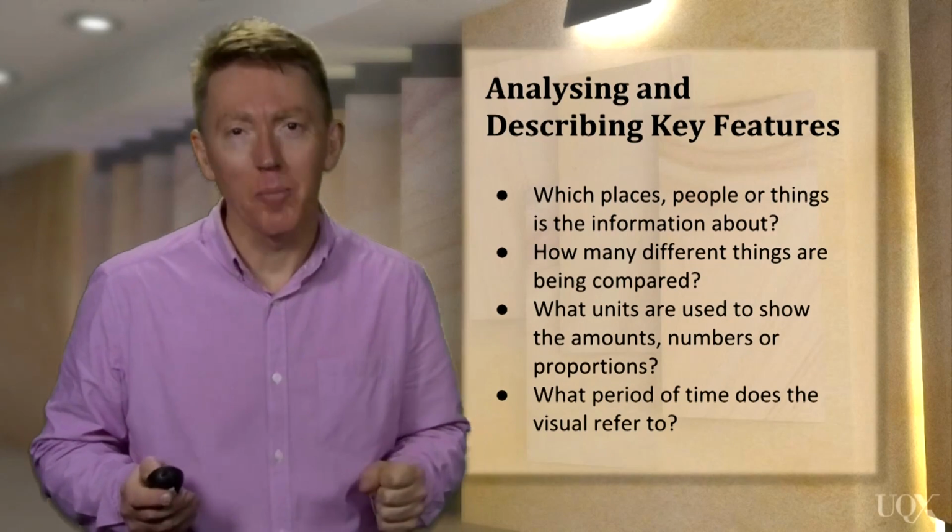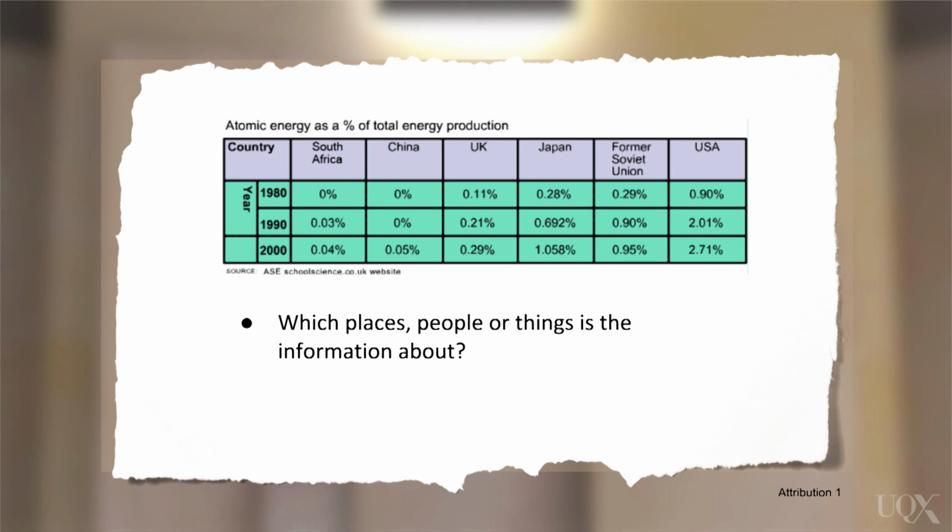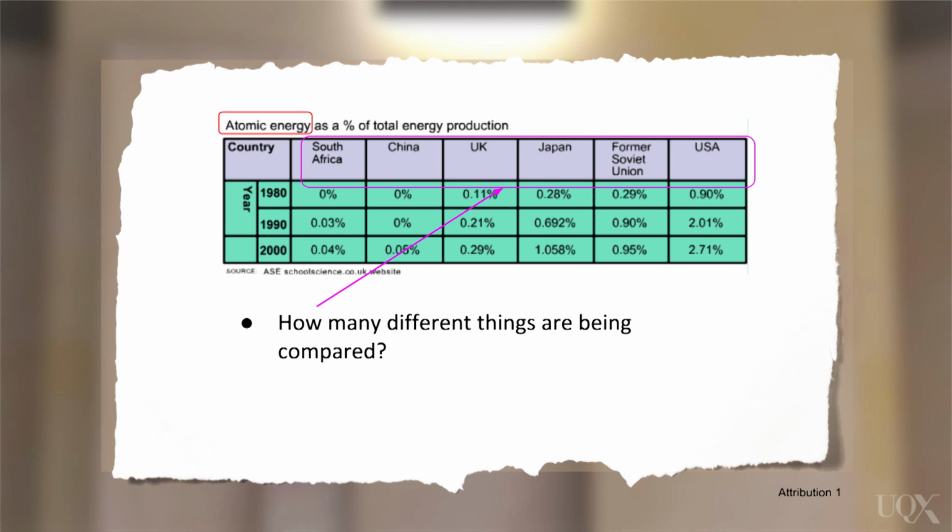Let's look at an example. So, first of all, which places, people or things is the information about? Well, in this case, the table is about the use of atomic energy in 6 countries. This also answers the second question. How many different things are being compared? That is, we have to compare the atomic energy use of these 6 countries.